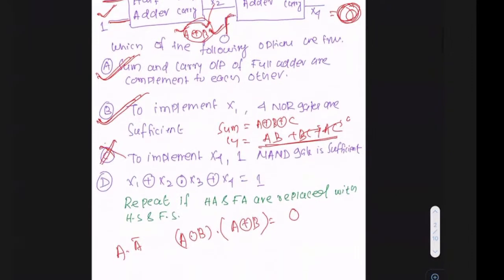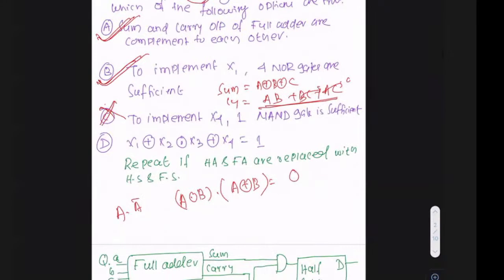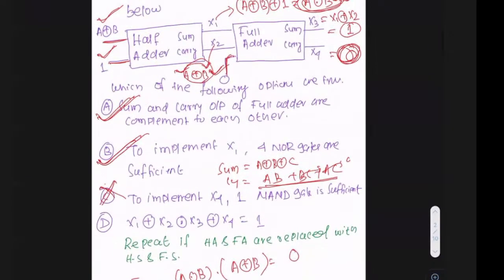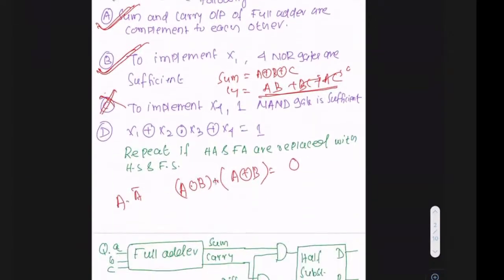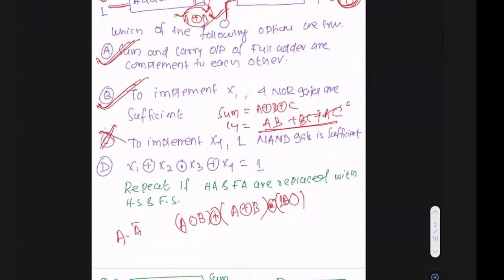X1 XOR with X2. So X1 is basically A XOR B, and X2 is basically A XNOR B. So X1 XOR with X2, then XOR with X3. What is X3? X3 is basically 1. And then XOR with X4. X4 is basically 0. So let's say this is X, XOR with X bar, XOR with 1 XOR 0 is 1.